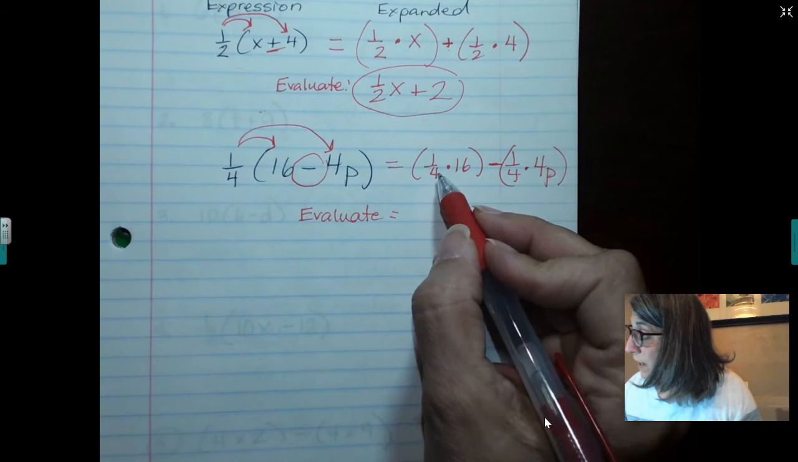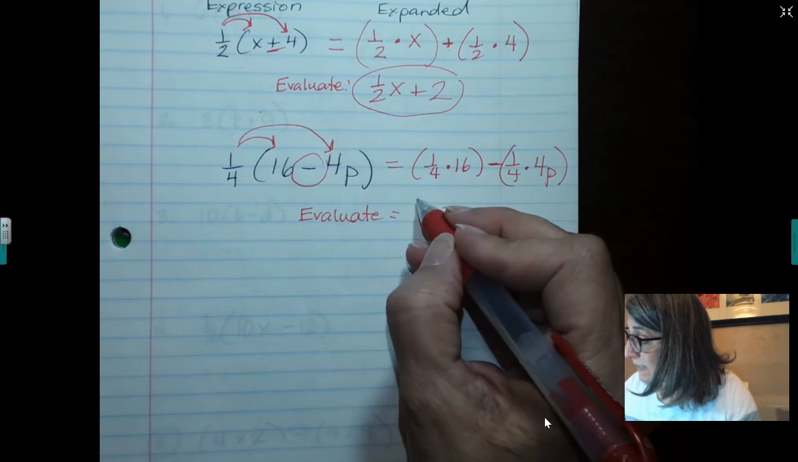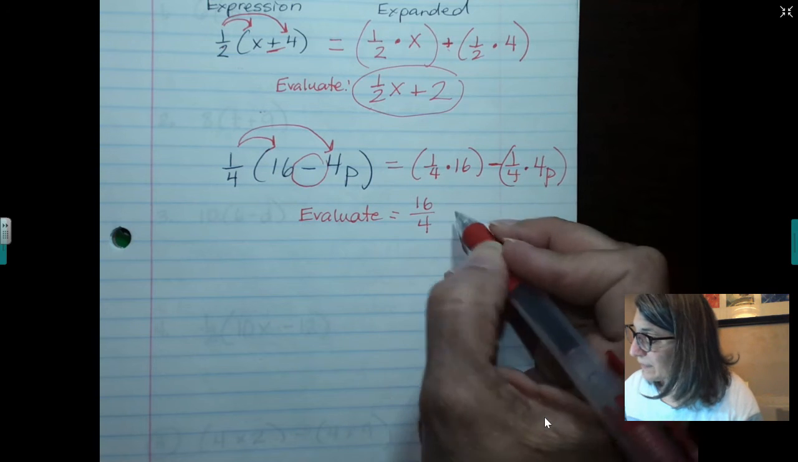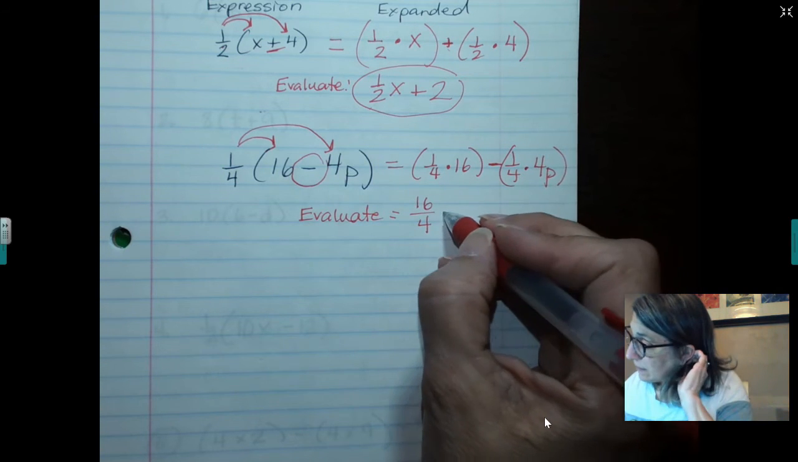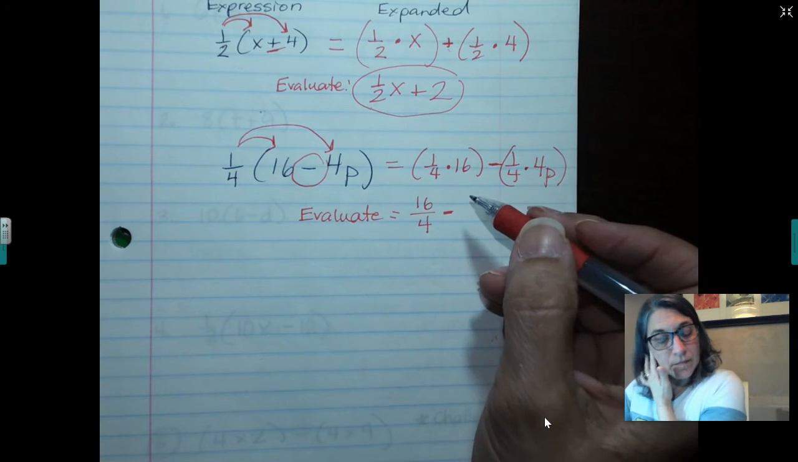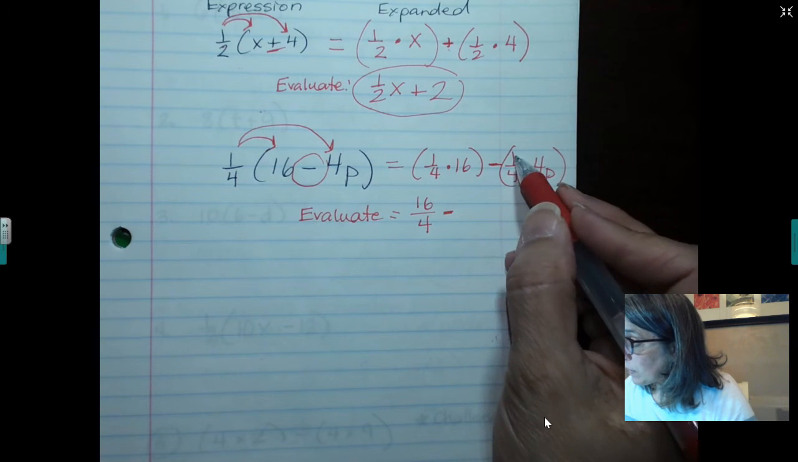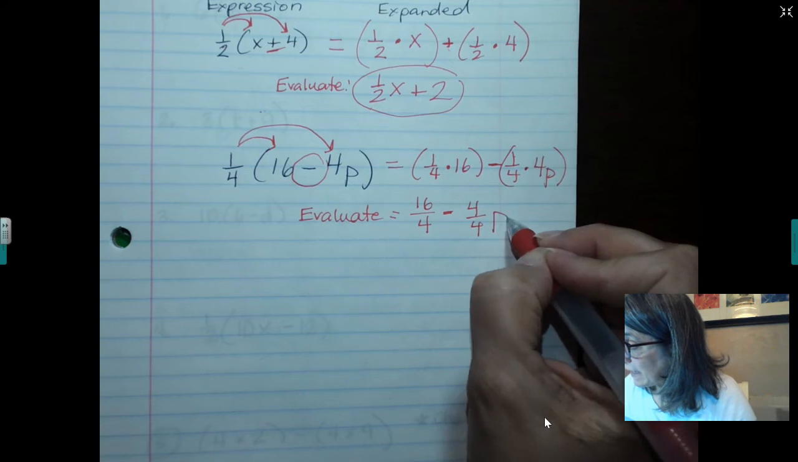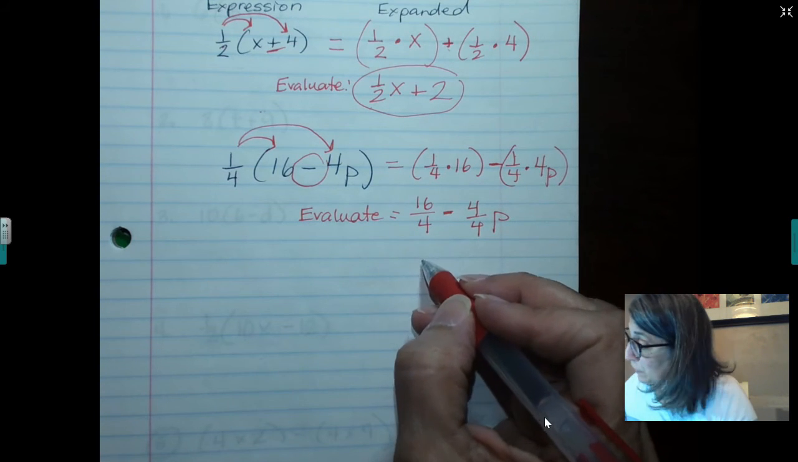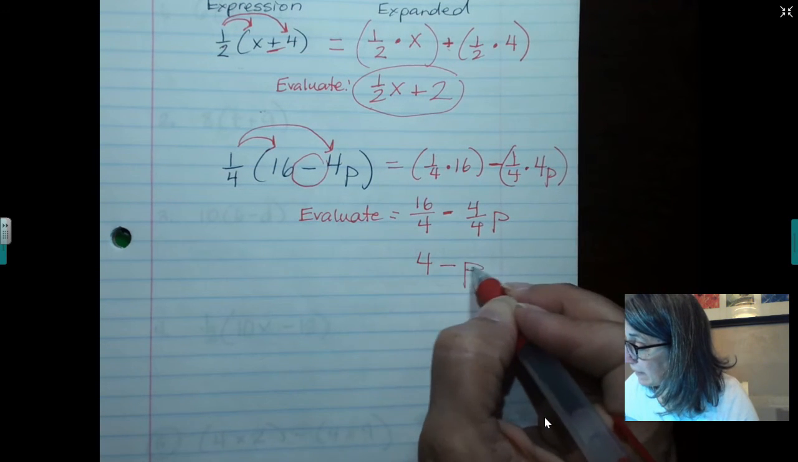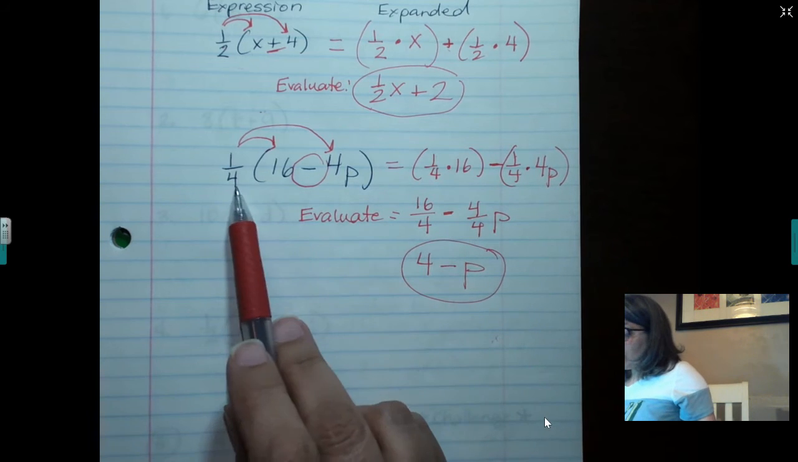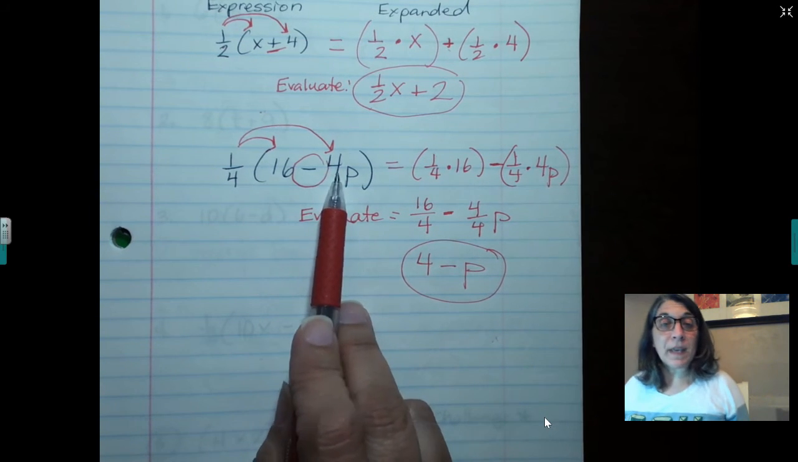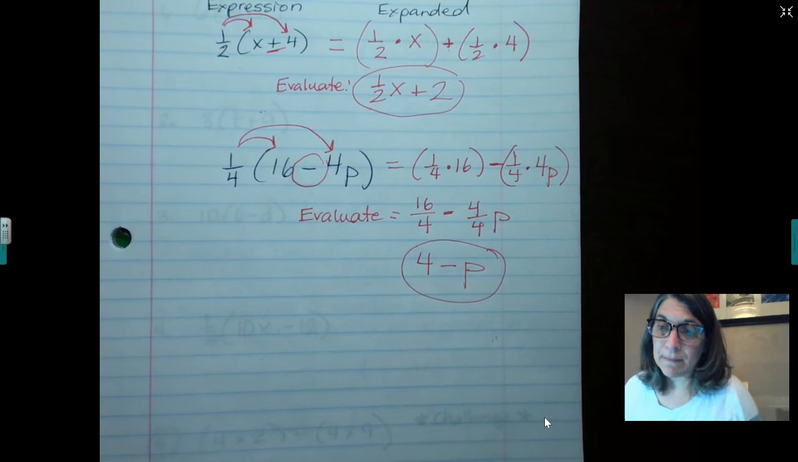Okay, so when I multiply 1/4 by 16, I get 16 over 4. I'm going to leave it like that just for a second. Minus, when I multiply 1/4 times 4p, I get 4p over 4. And then I can simplify it to 4 minus p. So this 1/4 times 16 minus 4p simplifies down to 4 minus p.